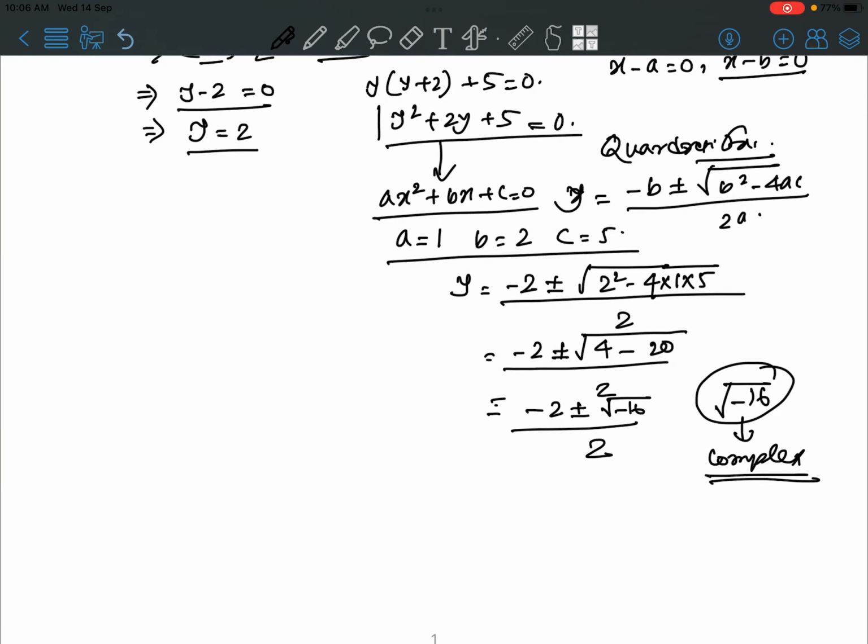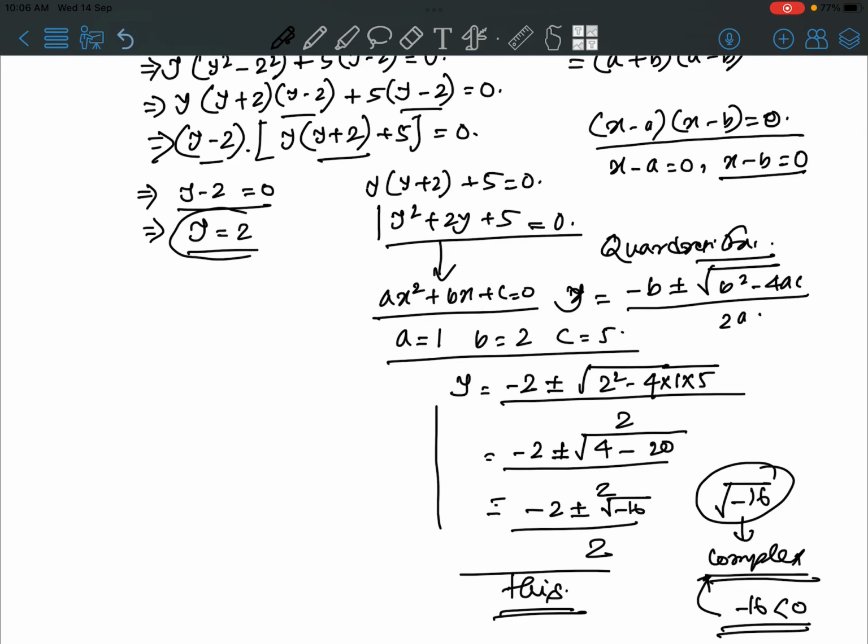And which is less than 0. So minus 16 is less than 0. That is, this is a complex number. So that is why we are not going to take this one into consideration. So in this case, y equals 2.